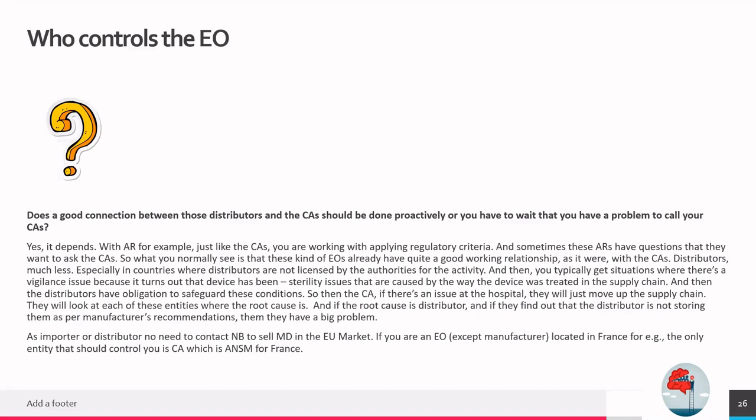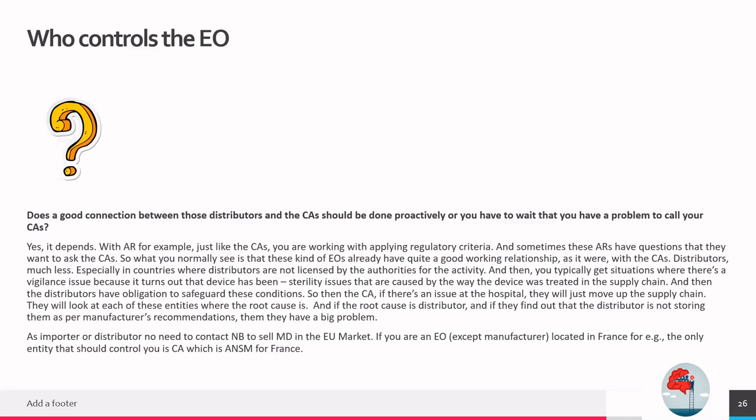especially in countries where distributors are not licensed by authorities for the activity. And then you typically get a situation where there's a vigilance issue, where it turns out that the device has a sterility issue caused by the way the device was treated in the supply chain. And then the distributors have obligations to safeguard the conditions. So the competent authorities, if there's an issue at the hospital, will just move up the supply chain. They will look at each of the entities to find where the root cause is. And if the root cause is a distributor, and they find out the distributor is not storing as per the manufacturer's recommendation, then they have a big problem.